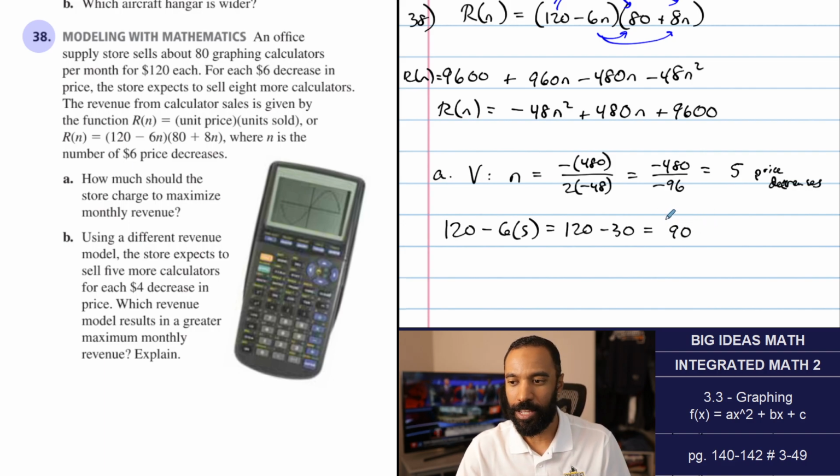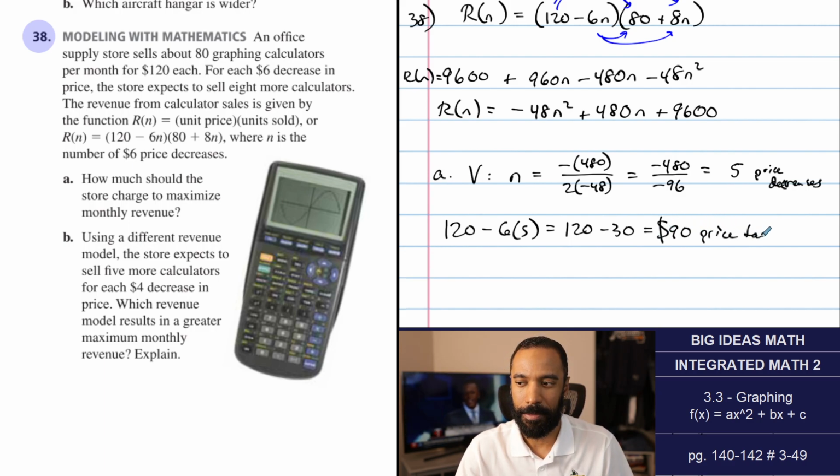Oh, excuse me. I was going to say $90. Oh, yeah, $90. This isn't revenue. This is a $90 price tag. I'm going to say that. That's how much they should be charging.